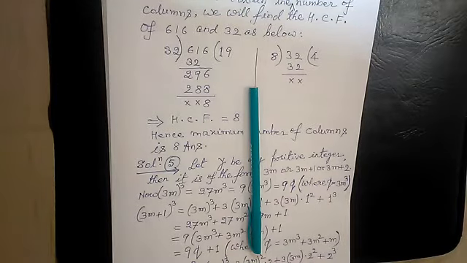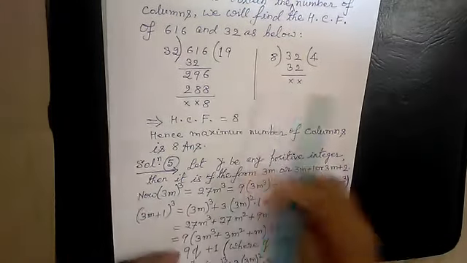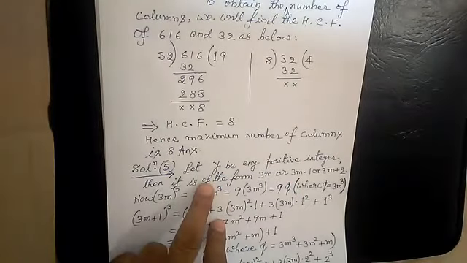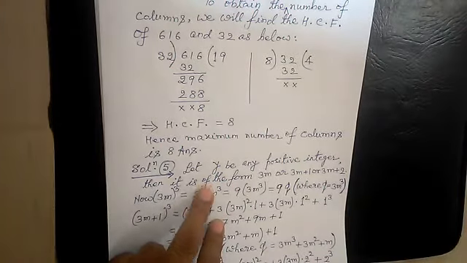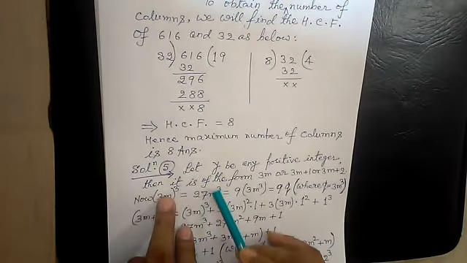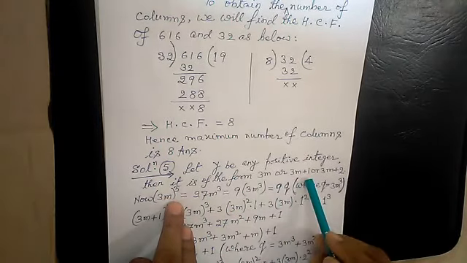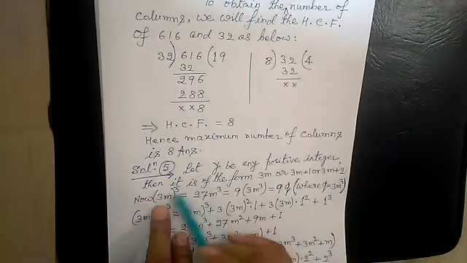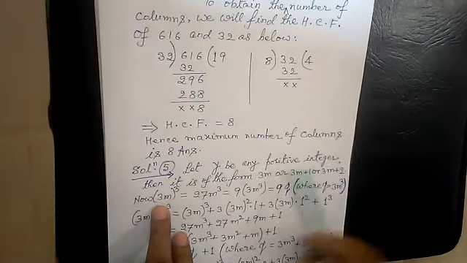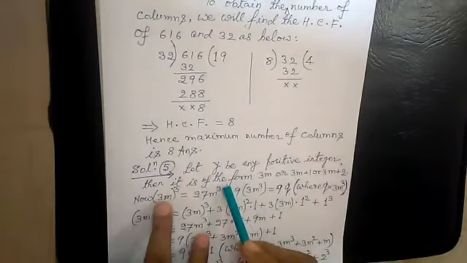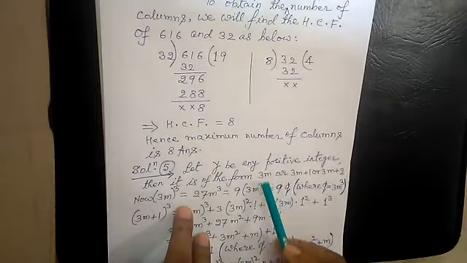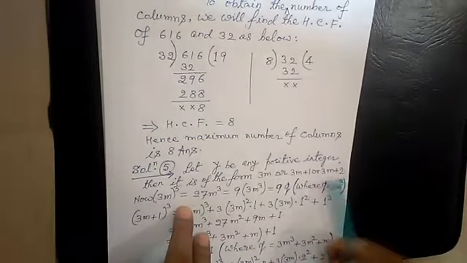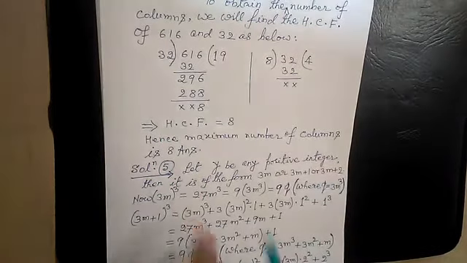So you have to use Euclid's division lemma here. We have taken y; you can take anything, x, y, z. Let y be any positive integer. Then it is of the form 3m, 3m plus 1, or 3m plus 2, since an integer can be expressed in one of these forms, whether it is negative or positive.